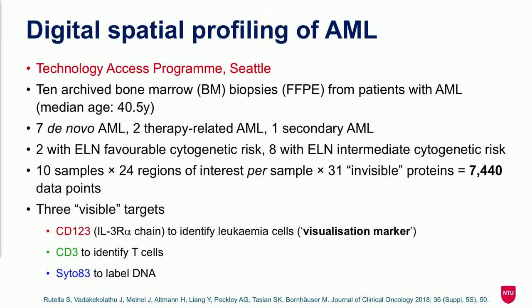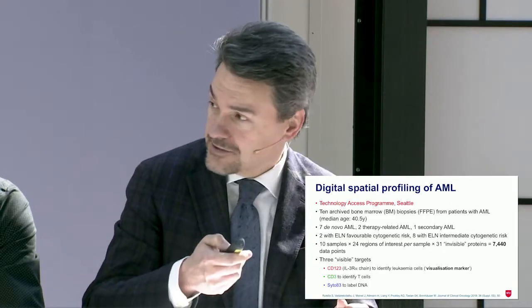At that time, the immuno-oncology panel just encompassed 31 proteins. I know, Joe, you can do much more than this. So this is going to be the next step. Yeah. So at that time, we generated more than 7,000 data points. We used 3 visible targets, CD123, I mentioned this marker quite a lot previously, to identify AML blasts, and then, of course, CD3 to identify T cells, because that was the research question in our mind.